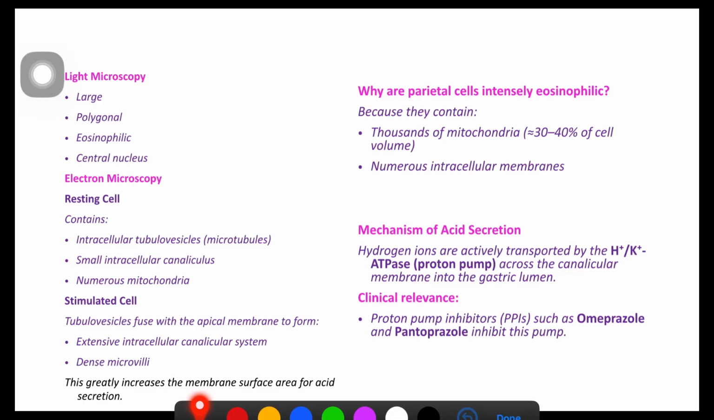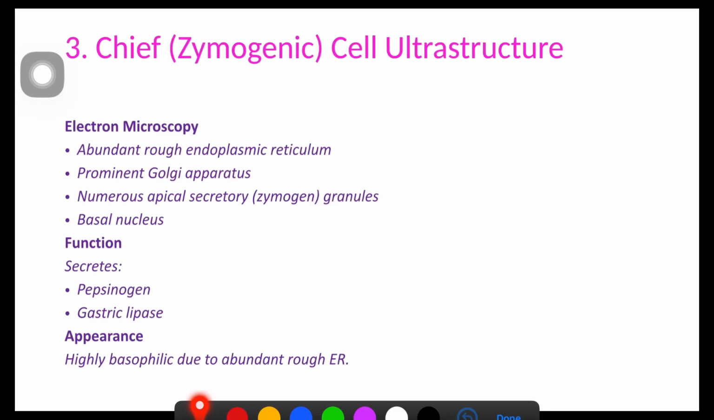Now if we see the mechanism of acid secretion, hydrogen ions are actively transported by the hydrogen and potassium ATPase proton pump across the canalicular membrane into the gastric lumen. So proton pump inhibitors which we prescribe, like omeprazole and pantoprazole, inhibit this proton pump, or hydrogen and potassium ATPase pump. Now, chief cell ultrastructure.